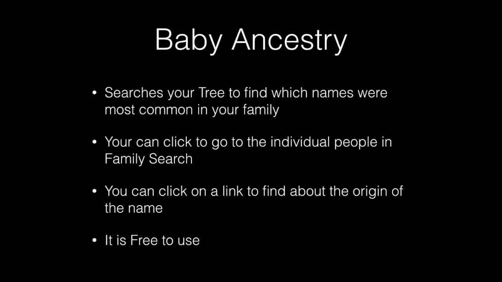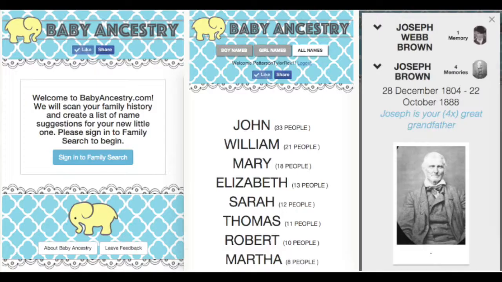The first one is Baby Ancestry. It searches your tree to find which names were most common in your family. You can also click to look at the individual people in FamilySearch, and you can click on a link to see about the origin of the name, and it's free to use. And this is what some of the displays look like in the program.